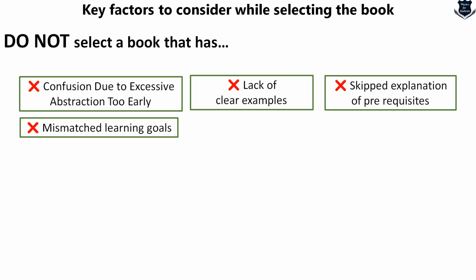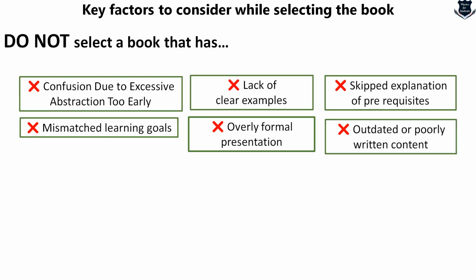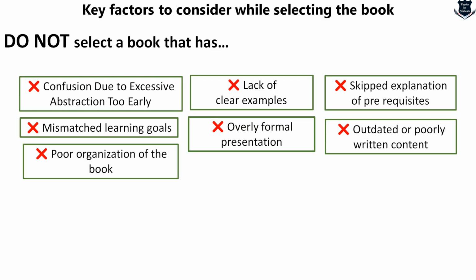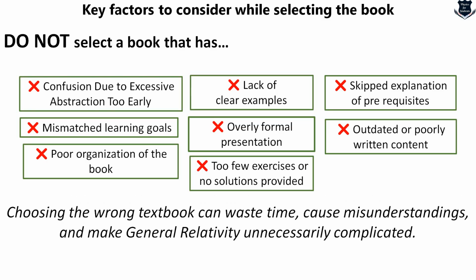That means if your goal is to get a fairly intuitive idea, you are going for a mathematical book, or vice versa. Do not go for a book which is very formal, or explains a subject like GR without a hint of mathematics. Do not go for a book which is outdated, because certain mathematical notation and styles of writing change with the passage of time. So check out the version, etc. Do not go for a book which is poorly organized, that creates confusion. Also, do not go for a book where there are too few exercises or no solutions provided, because exercises help and make your learning more profound.